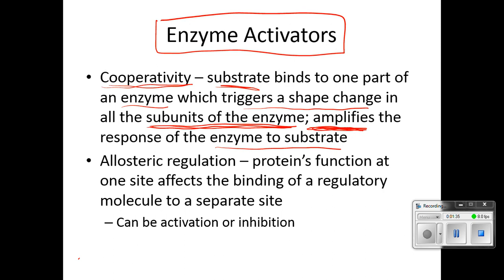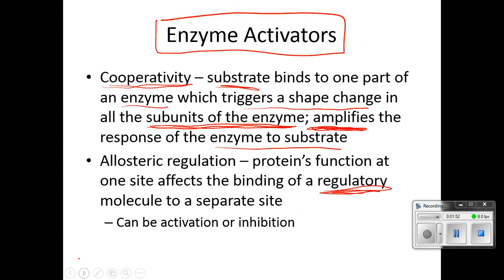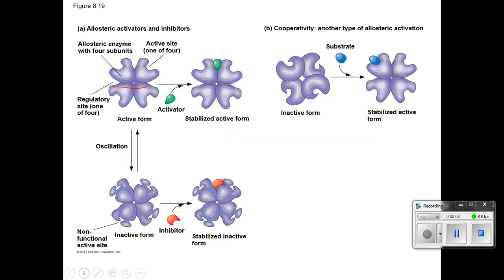Allosteric regulation means a protein's function at one site affects the binding of a regulatory molecule at a separate site. Remember, we can have regulatory molecules, and we talked about cofactors and coenzymes in the last video. This can actually activate the enzyme, or it can also inhibit the enzyme's activity. So here is an example. Let's talk first about cooperativity.